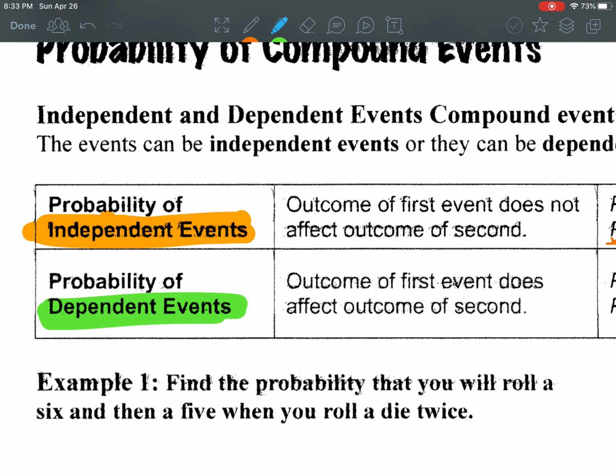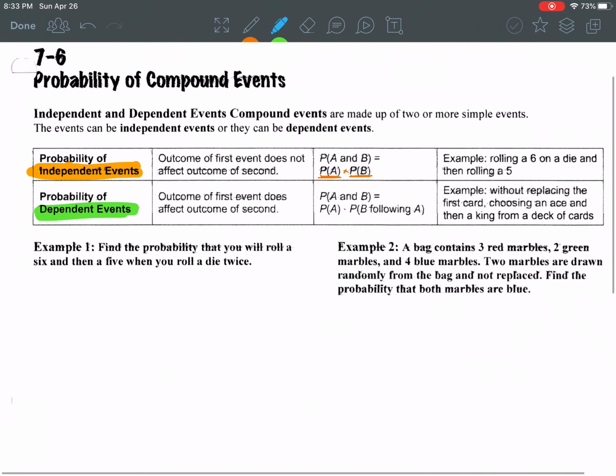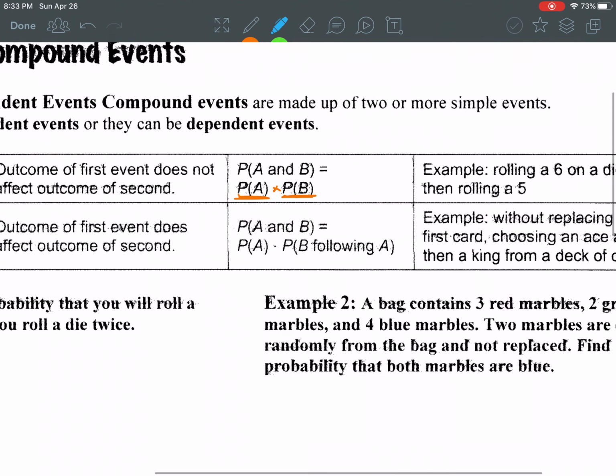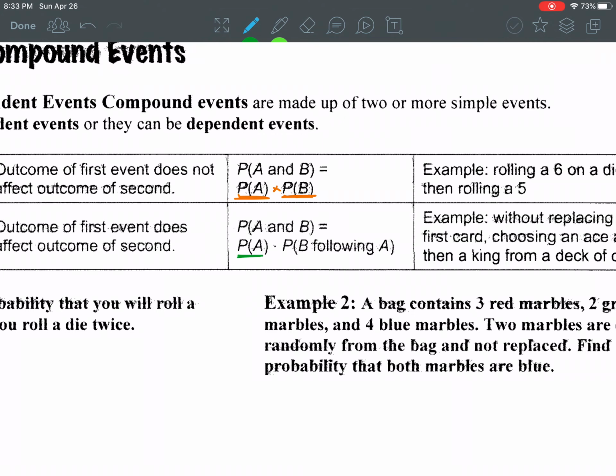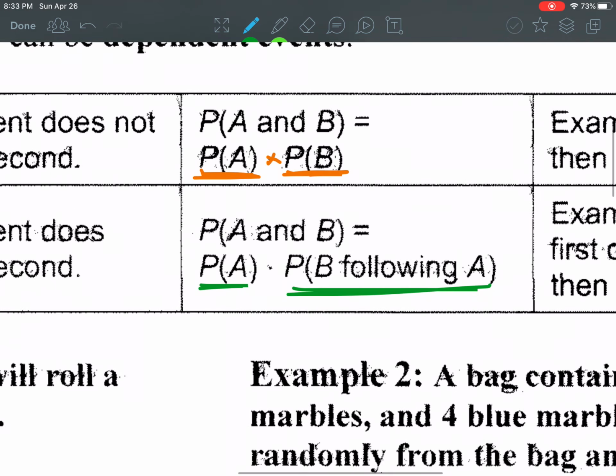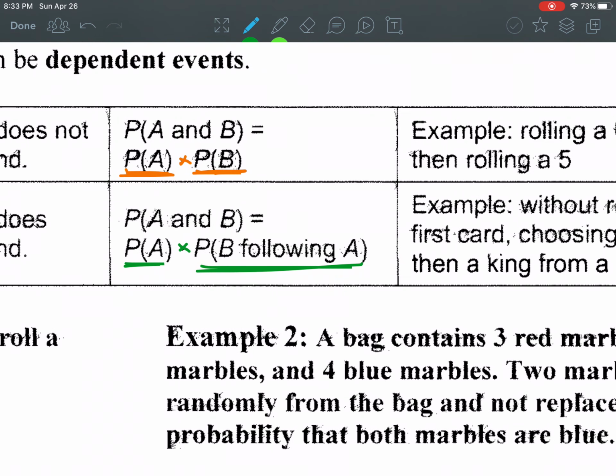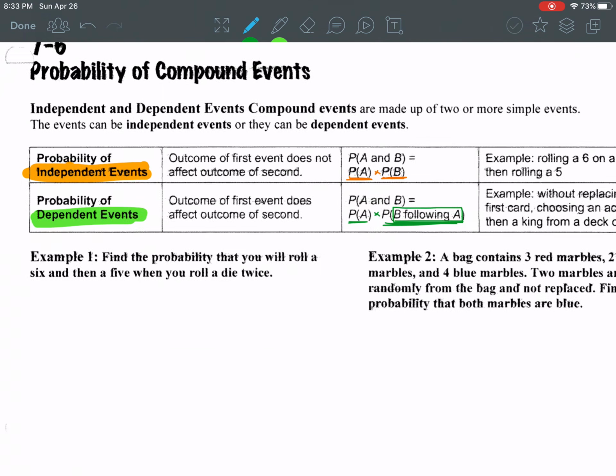Okay, and I'm going to try and keep my colors consistent here so that each example I do, I will do either orange or green to show you which one's independent, which one's dependent. Now the same thing happens here. We're still going to multiply the first event by the second event. Again, this little dot in there, that is a multiplication symbol. But the difference here is B following A. Our bottom number and our top number may change depending on what happened in the first outcome. Okay, hopefully this makes a little more sense when we do some examples.